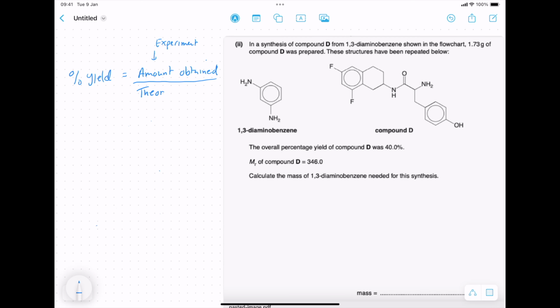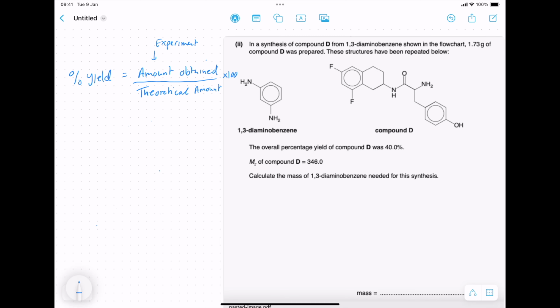So how much we should have got in an ideal scenario where everything goes right. There's no loss of product, there's no impurities, and so on, times 100. So it's the amount obtained divided by the theoretical amount times 100, and that would give a percentage yield. Now, almost always the percentage yield is never 100% because, as I said, there could be loss of the product, there could be impurities in the reactants, or the reaction just simply doesn't go to completion.